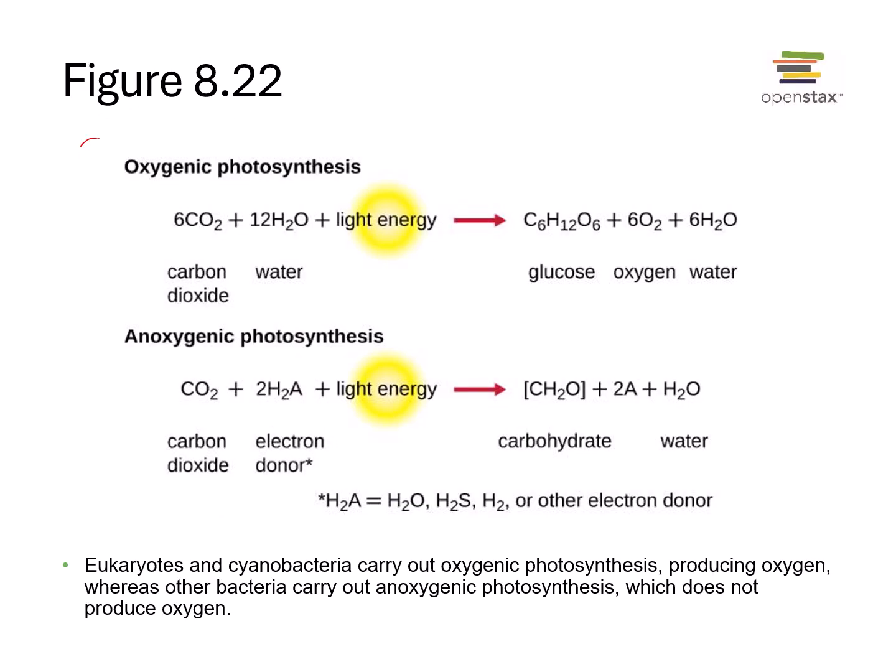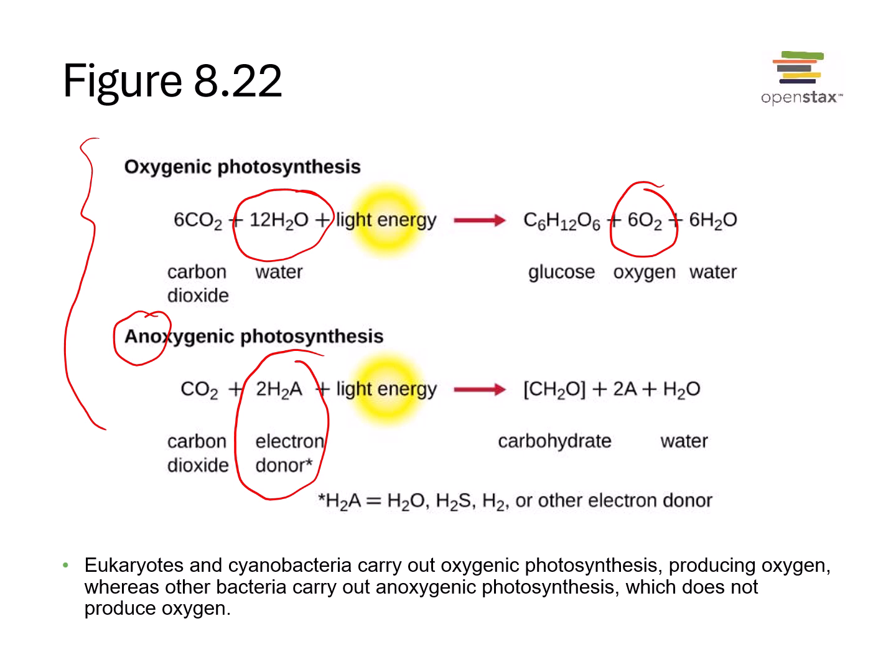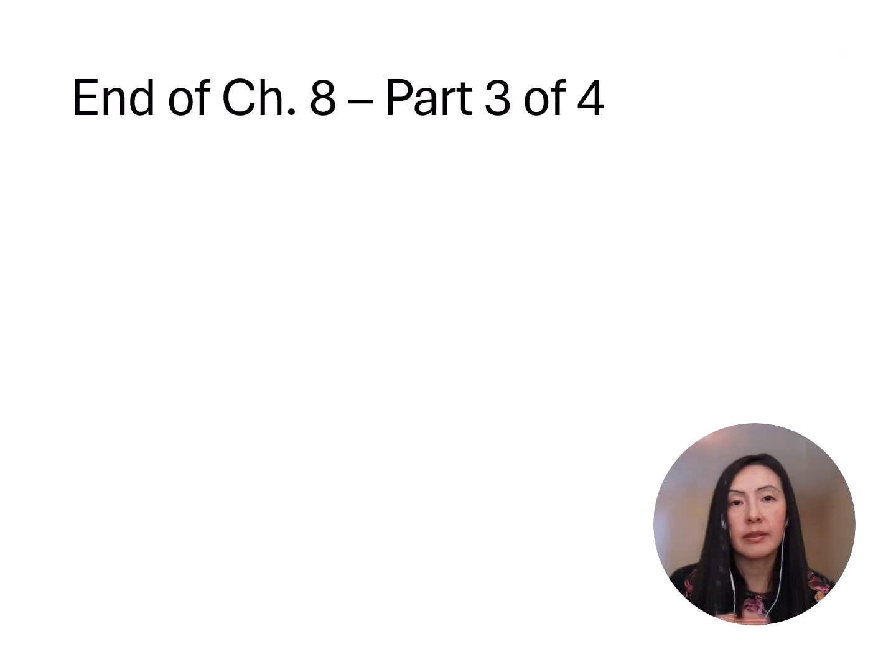Here's another look. In oxygenic photosynthesis, water will be the one to donate electrons to that reaction center, forming oxygen. In anoxygenic photosynthesis, it's another type of donor, and the product is not going to be oxygen. All right, that takes us to the end of our third video, and we're going to wrap up photosynthesis and finish the rest of chapter 8 in the next video.